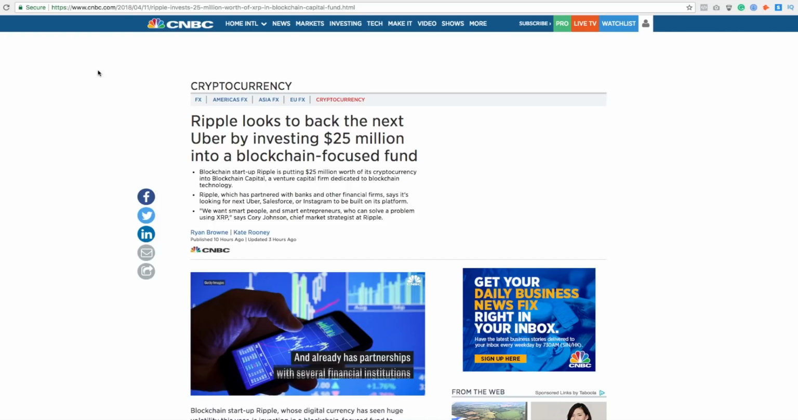And I couldn't be more excited because this shows that Ripple is really looking out for its community. If they find an awesome opportunity out there, an awesome project, they will actually put their money where their mouth is. And as you can see, this is what they said. We want smart people and smart entrepreneurs who can solve problems using XRP, says Corey, who is the chief market strategist at Ripple. So I'm really interested with Ripple because they're already partnered with the banks. They're making some massive headway already. And if they just back some awesome projects which are actually struggling right now to just get some capital, this could really help the cryptocurrency industry move forward. So I'm really excited for this.